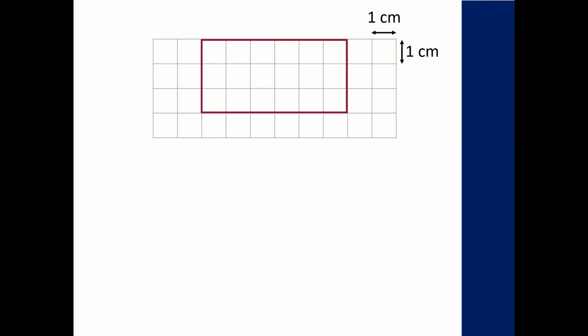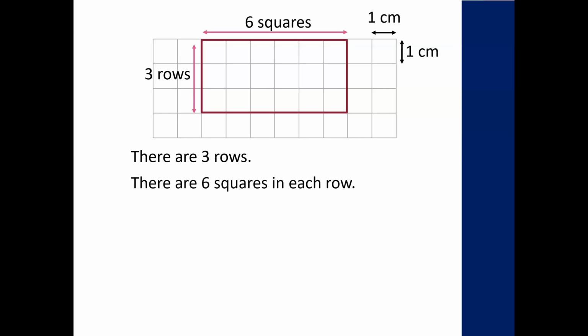Therefore, the area of each square is 1 centimetre squared. How are we going to find the area of this rectangle? We can see that the rectangle has 3 rows. There are 3 rows. In each row, there are 6 squares. Therefore, there are 18 squares altogether.